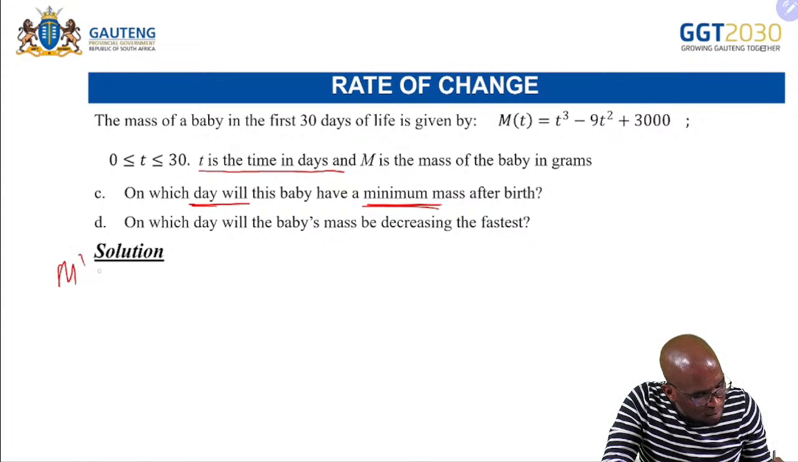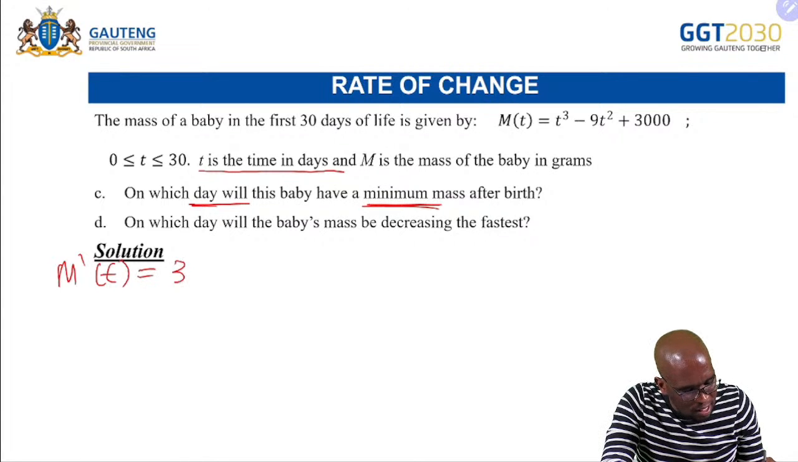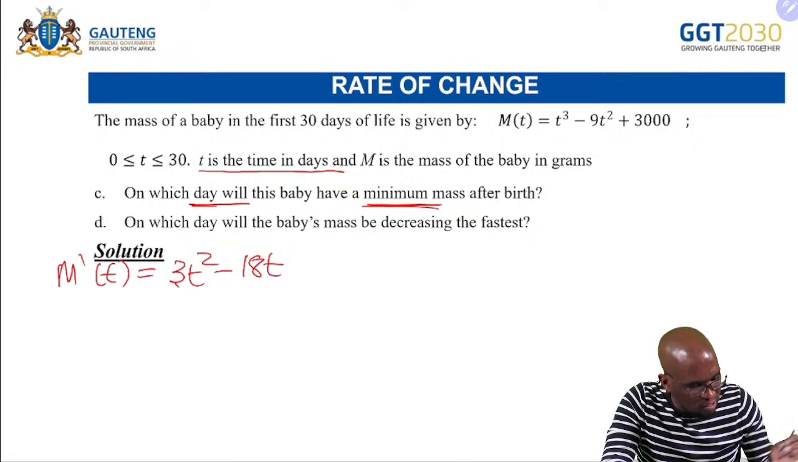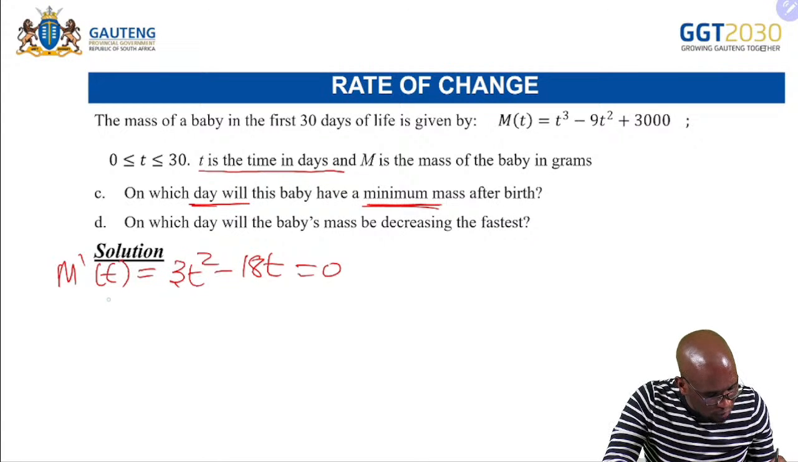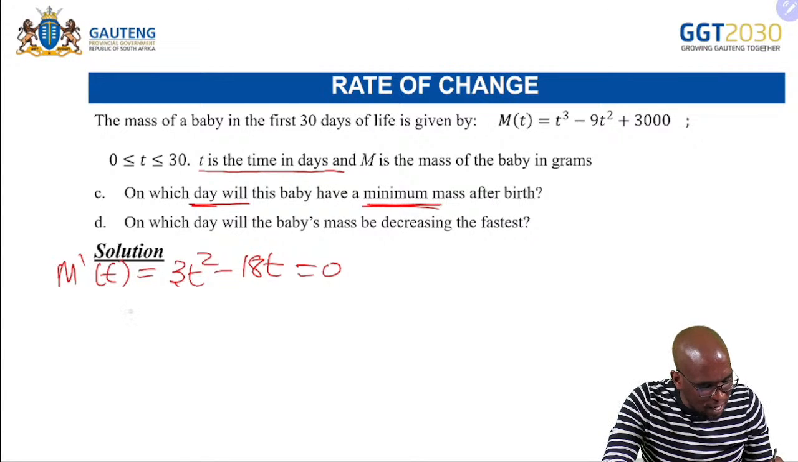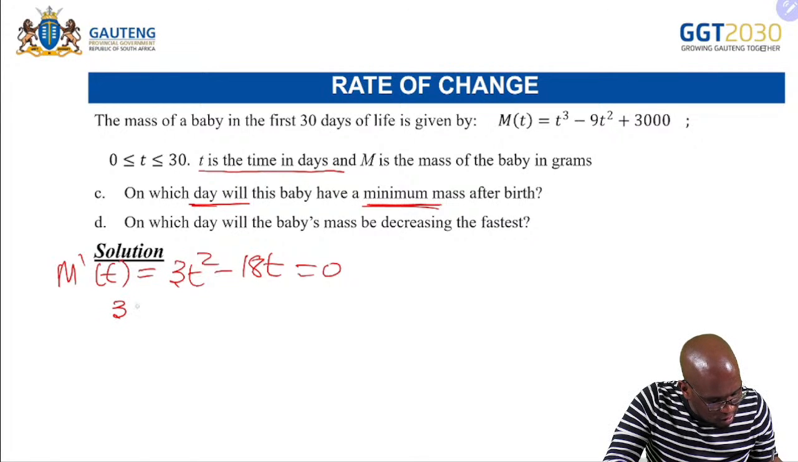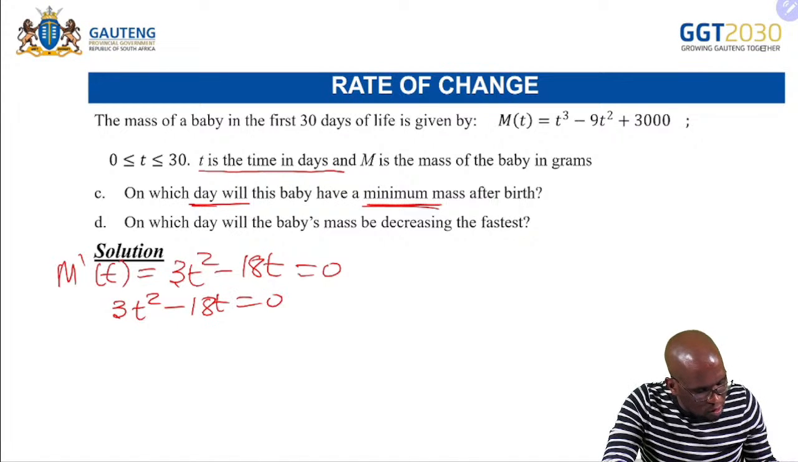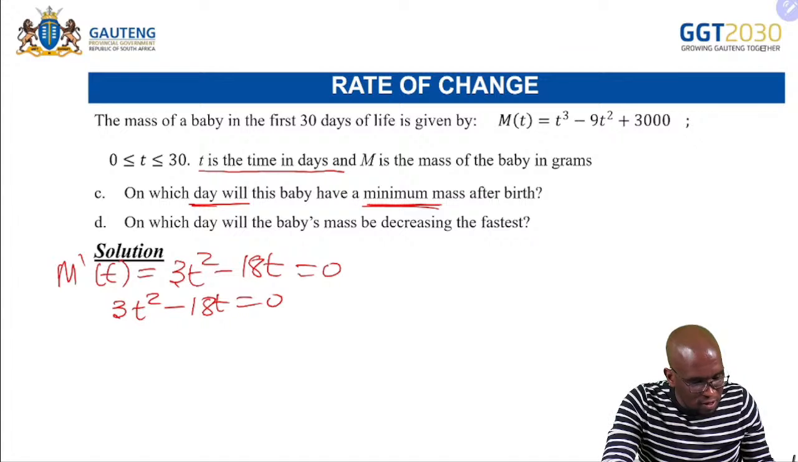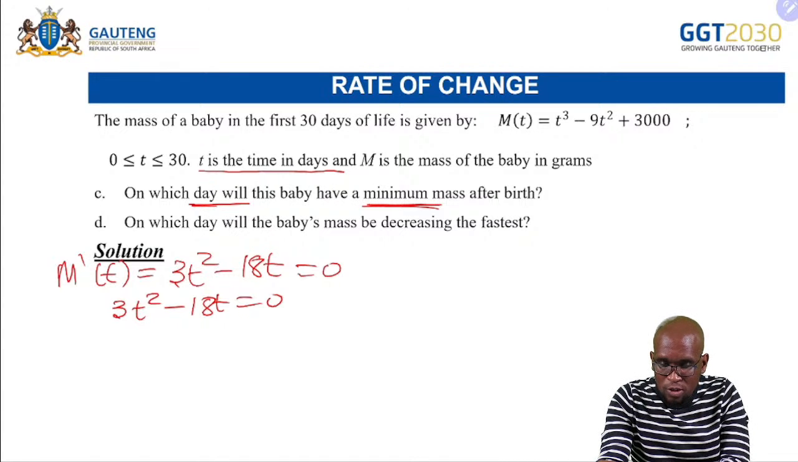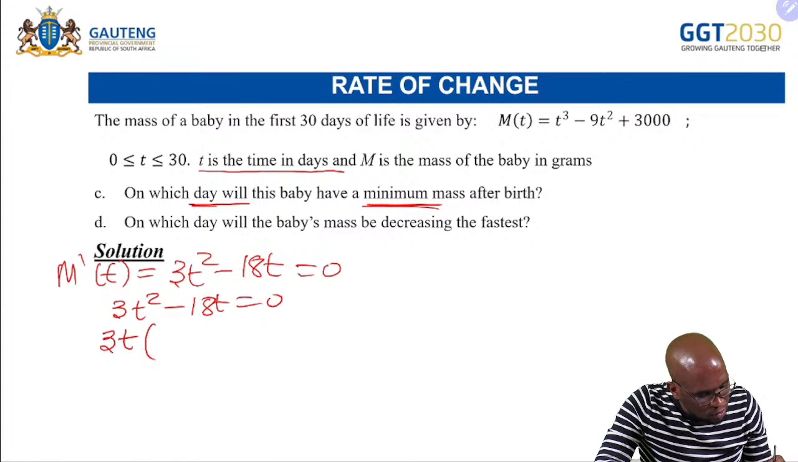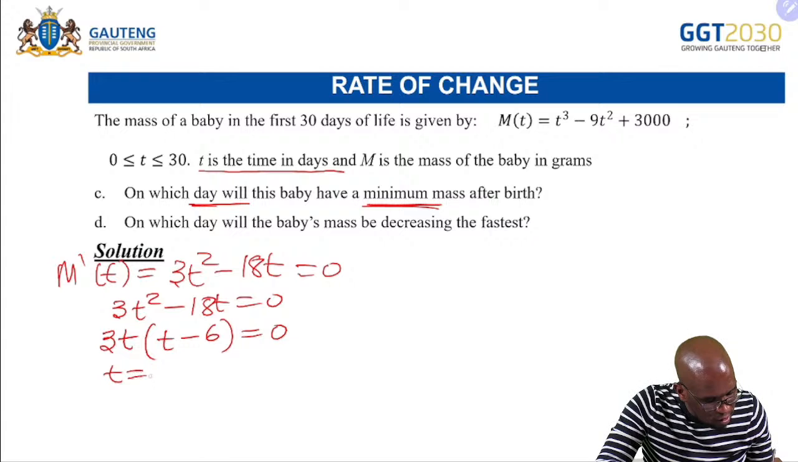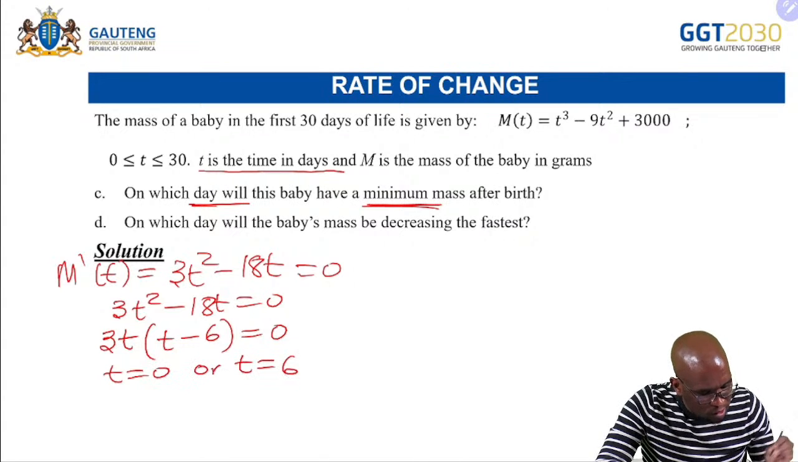So we're going to find m prime of t. M prime of t would be 3t squared minus 18t. Then we set that equal to 0 because we want to find the minimum mass. So 3t squared minus 18t equals 0. Obviously, t is common. Let's check whether 3 is common as well. 3 is also common, so we can take out 3t as a common factor. We'd have t minus 6. So t equals 0 or t equals 6.